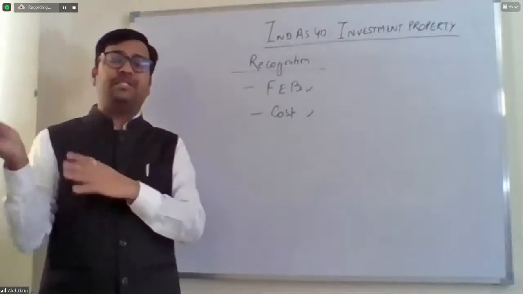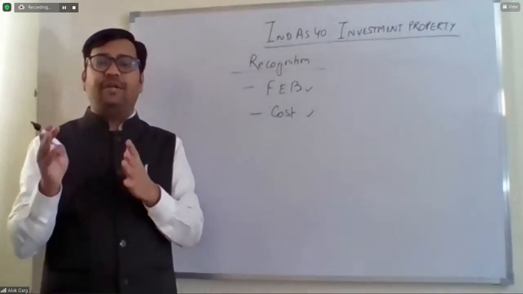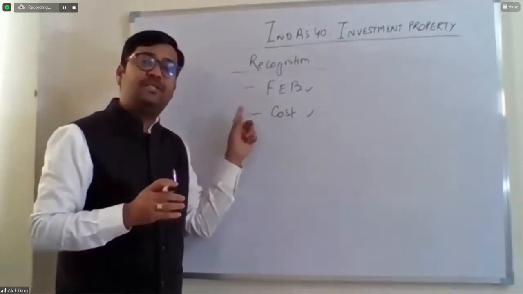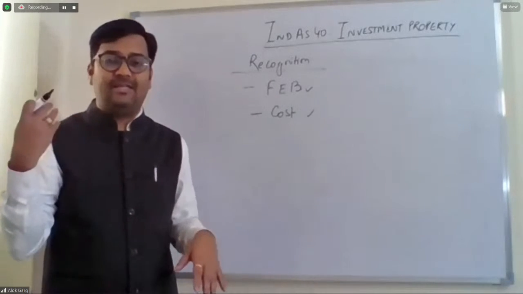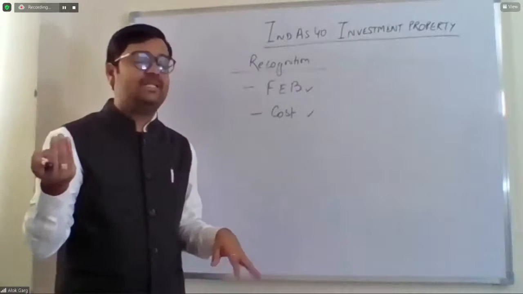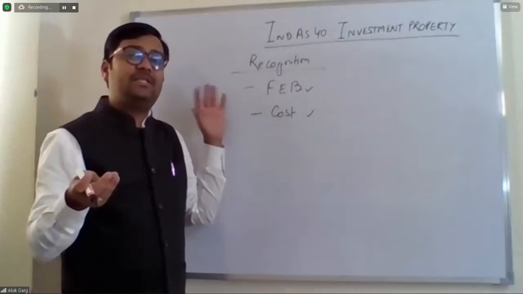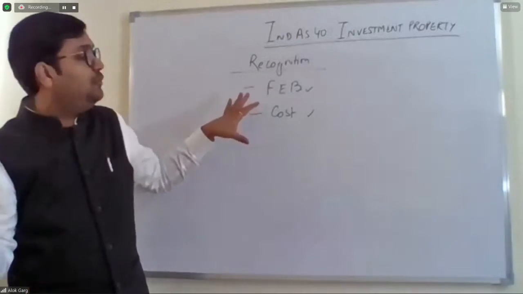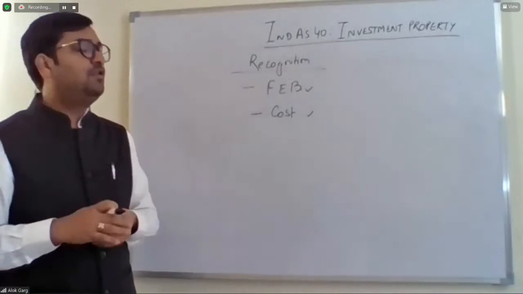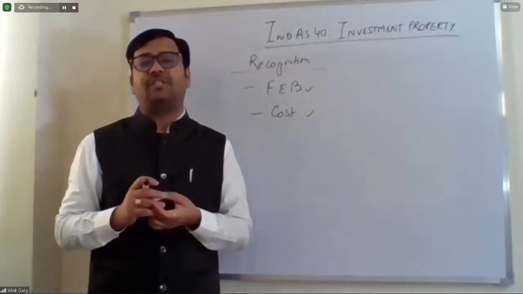There could be more conditions. For example, in case of intangible assets, these two conditions are there, but there is one more condition. In case of the agriculture standard, for biological assets, in addition to these conditions, one more condition is there. But these are the two basic conditions: future economic benefit should be there and cost can be measured reliably.